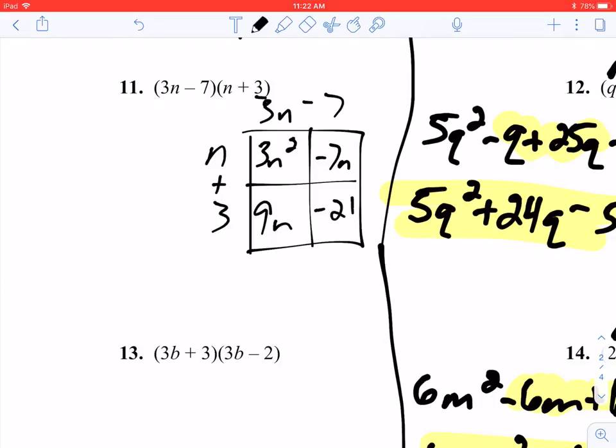So from there, we have 3n squared. These two are like terms. So 9n minus 7n is 2n. And then we have minus 21.